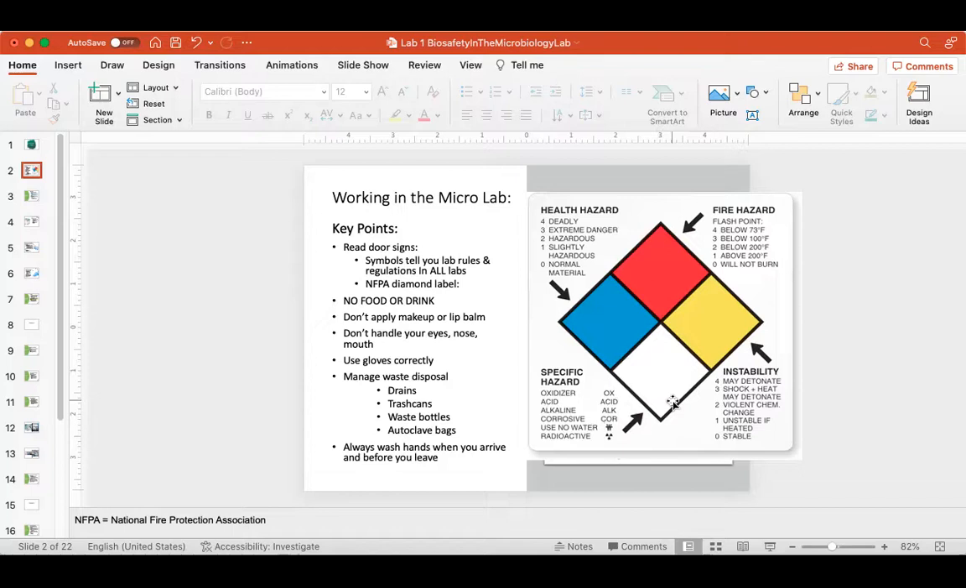The general rule that I use is, if you see a symbol in the white box, take note of it. Take note of it, because that means that there are things in that laboratory that are particularly hazardous, and they have very special hazards associated with them. There are chemicals, for example, that will ignite when they're exposed to air. There are chemicals that are particularly acidic.